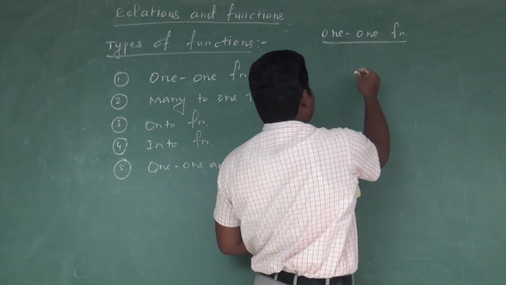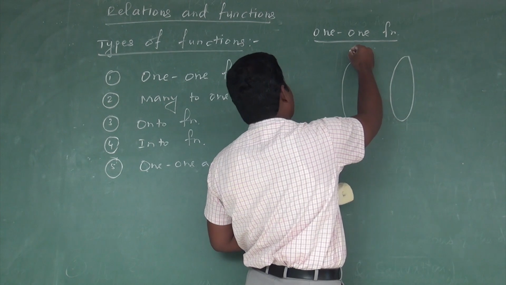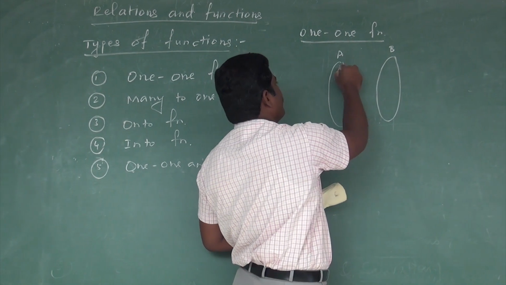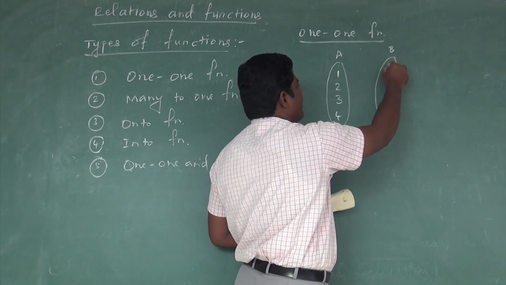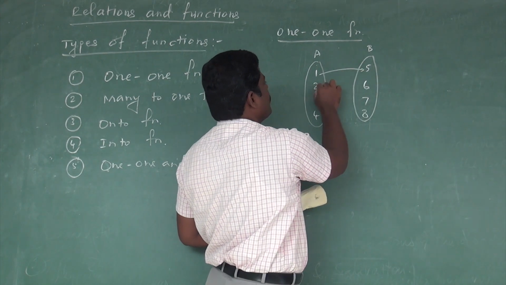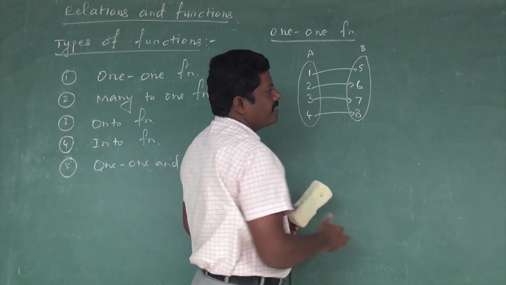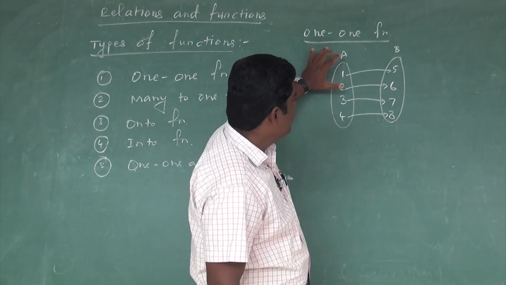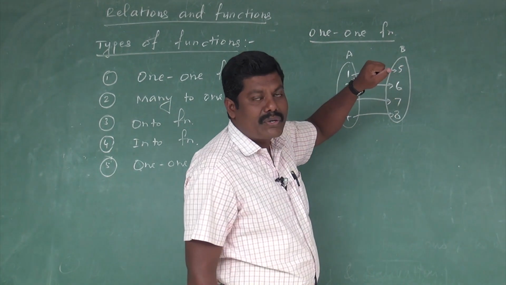One-to-one function. First you draw an arrow diagram. This is the domain, this is the codomain. You take the domain name as A and the codomain name as B. You take some elements in domain A: 1, 2, 3, 4, and some elements in codomain B: 5, 6, 7, 8. So 1 is mapped with 5, 2 is mapped with 6, 3 is mapped with 7, and 4 is mapped with 8. Every different element in the domain has a different image in the codomain, therefore it's a one-to-one function.